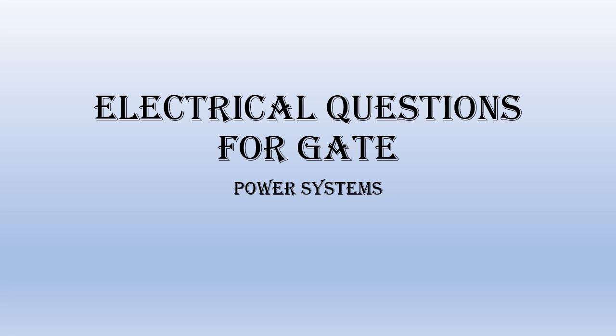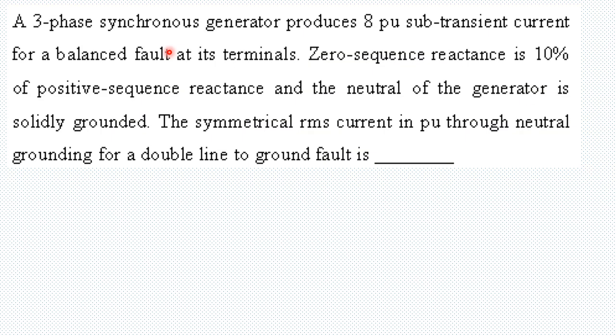Hello friends, welcome. Today we'll be doing a question related to double line to ground fault. There is a three-phase synchronous generator which produces 8 per unit subtransient current for a balanced fault at its terminal. The zero sequence reactance is 10% of the positive sequence reactance, and the neutral of the generator is solidly grounded. He's asking what is the symmetrical current flowing through the neutral during double line to ground fault.